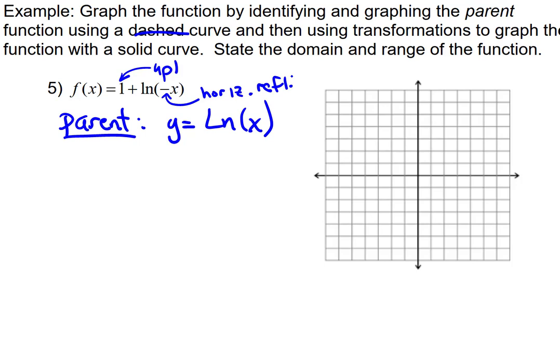Now, as we've done before with an example like this, when you want to do a parent function that's a log function, it's actually easier to think in terms of exponentials. That's just what we're used to in math. So we're going to rewrite this in exponential form. Now remember, this is ln, log base e, so let me just rewrite it that way again. We have y equals log base e of x.